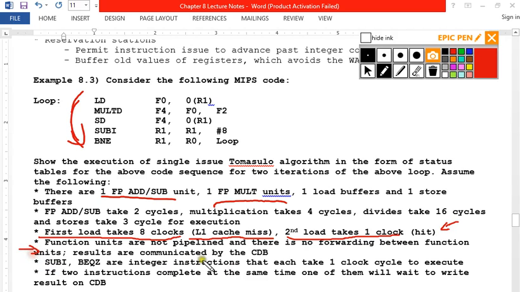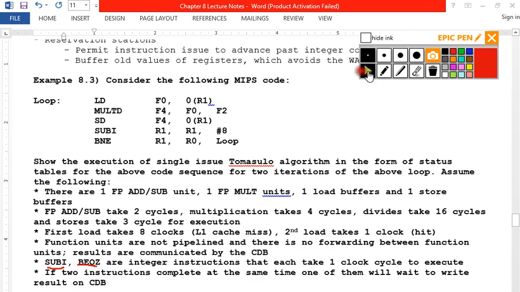Function units are not pipelined, and there's no forwarding. And basically, that's just another way of reiterating that we have one common data bus, hence common data bus. We have a pipeline, and it's not common, it's uncommon, it would be UDB. And here's an important difference. Sub-I, subtraction, and branch not equal, sorry, maintain consistency in the problem, are integer instructions that each take 1 clock cycle to execute.